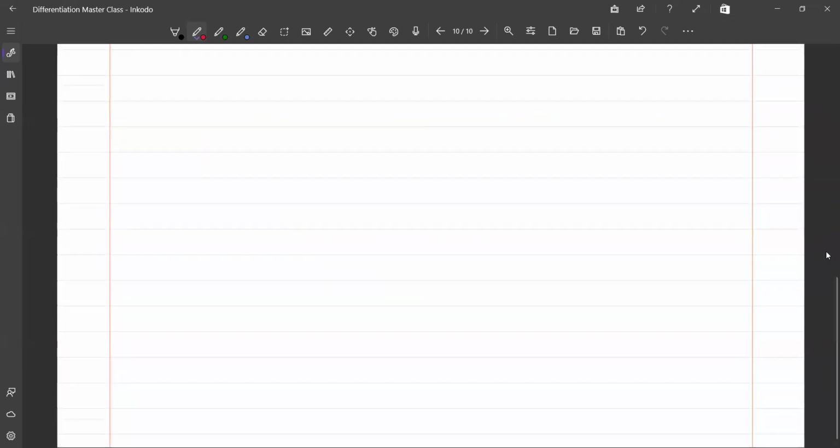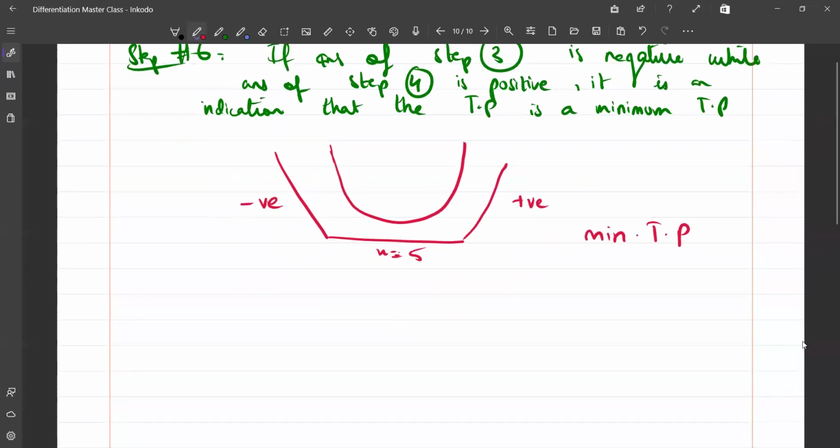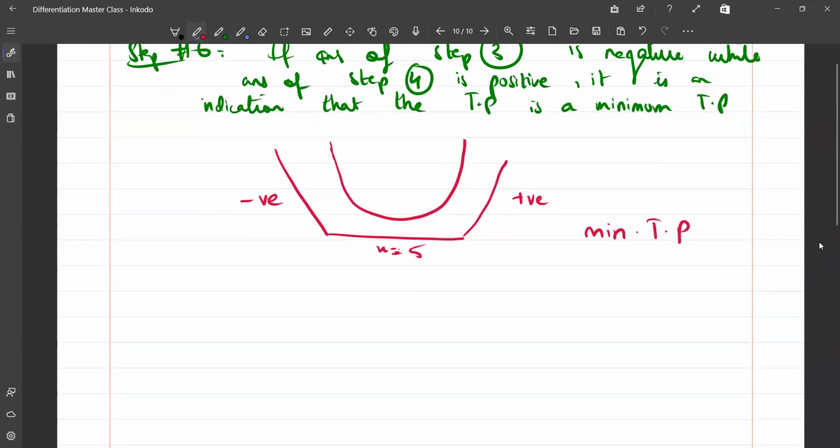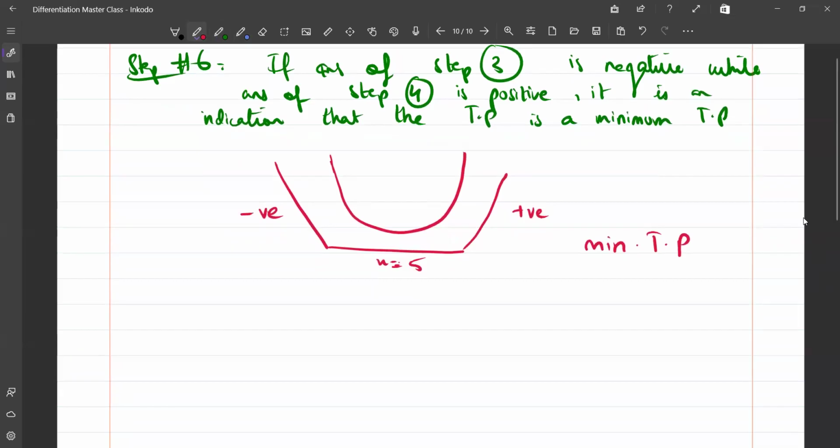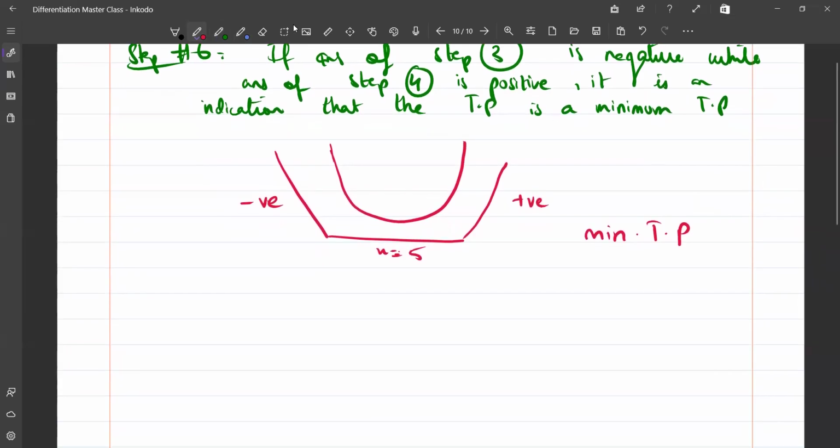All right. So this would be a lot clearer when we do an example. All right. So let's say if the signs of step 3 and step 4 are the same, that is either both are positive or both are negative, then it is an indication that the point of inflection exists. All right. So let's just write it down.